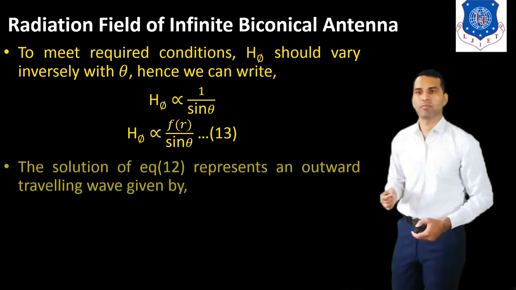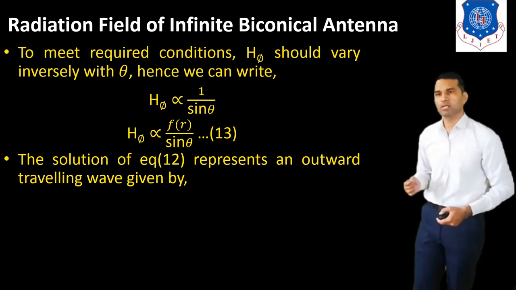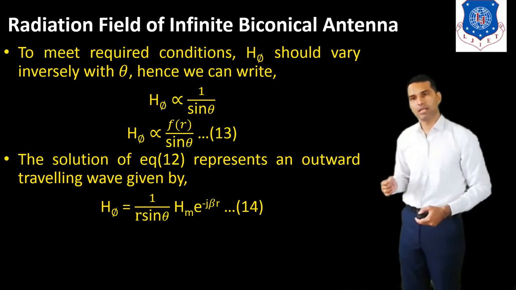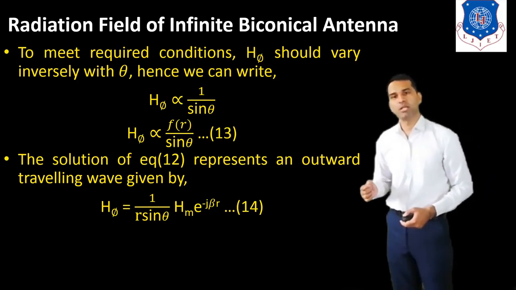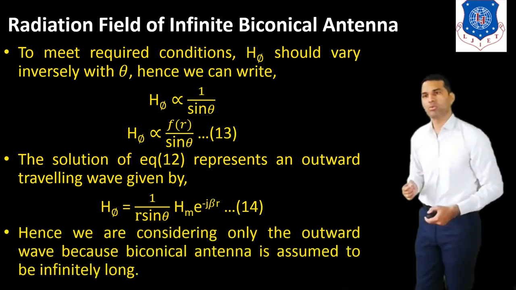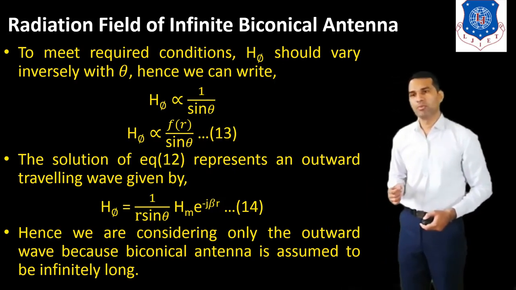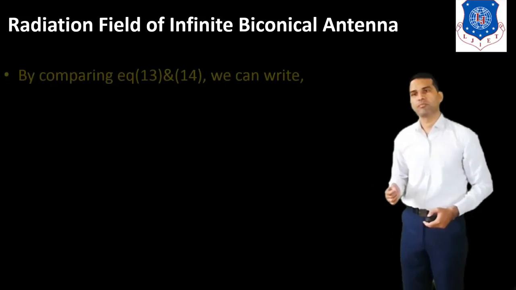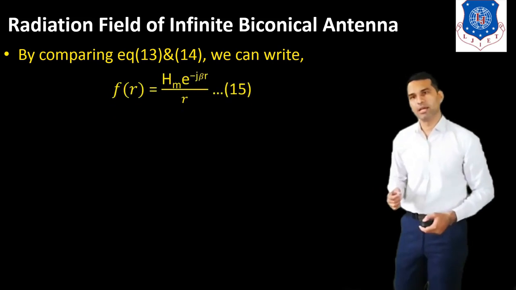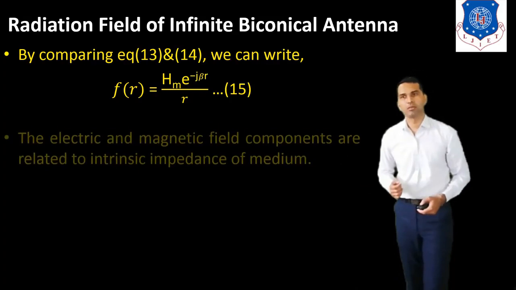H phi is proportional to a function F r upon sin theta. The solution of equation number 12 represents an outward traveling wave given by H phi is equal to 1 upon r sin theta, H m e raised to minus j beta r. Hence, we are considering only the outward wave because the biconical antenna is assumed to be infinitely long. By comparing equation number 13 and 14, we can write F r is equal to H m e raised to minus j beta r upon r.